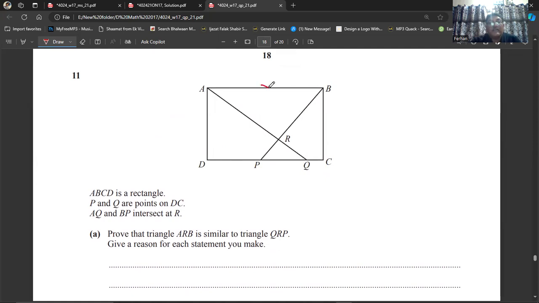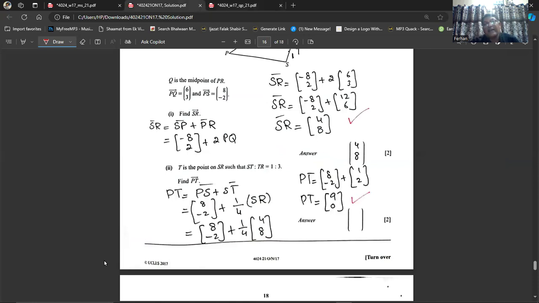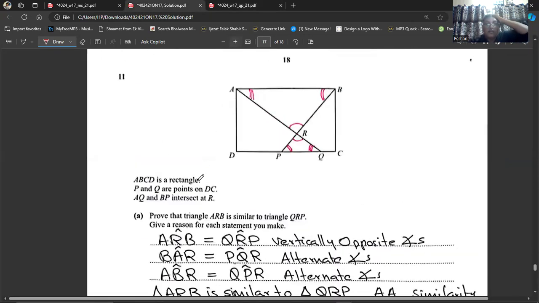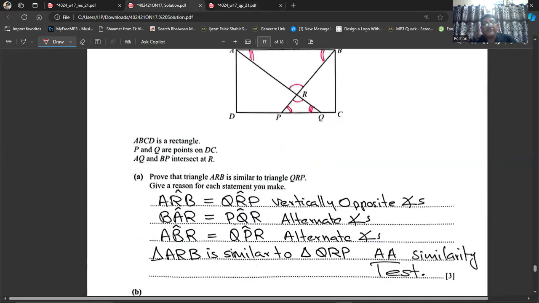Because this is parallel to this, okay. So this angle will be the same, this angle and this angle will be the same, this angle and this angle will be the same. So it is the angle similarity test. So let me show you. I have written this. Let me show you.